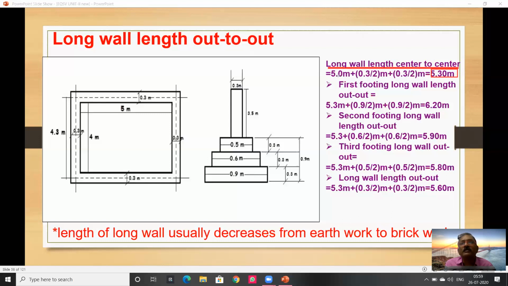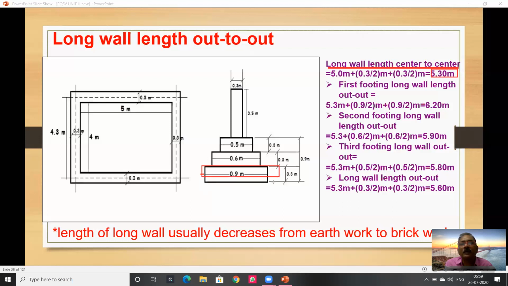If you understand, first you calculated the long wall length, center to center. Now we will always calculate from the bottom. First is excavation, but here there is no excavation item. Second is the PCC item, and the PCC bed under your foundation is also not there. And here you have the first footing.